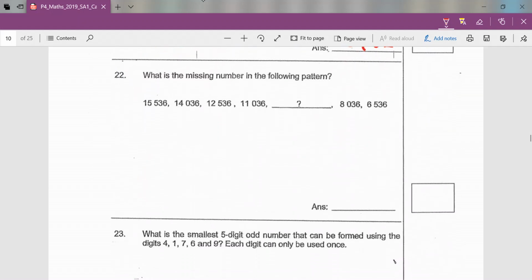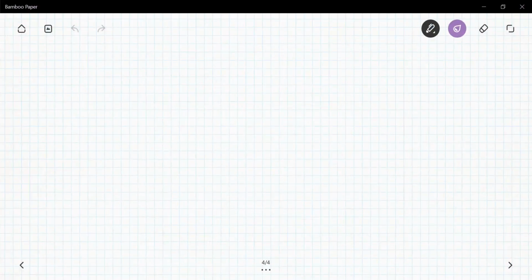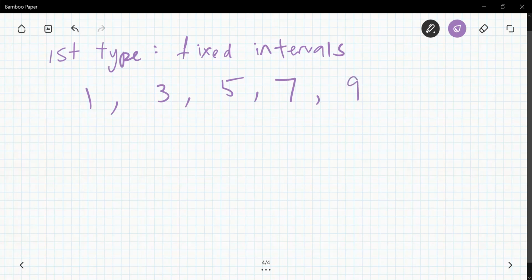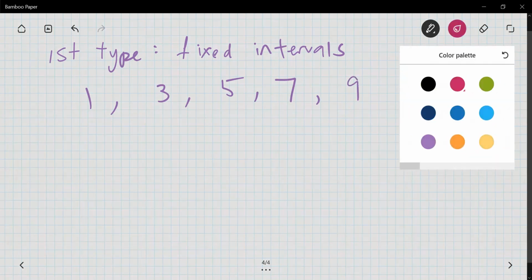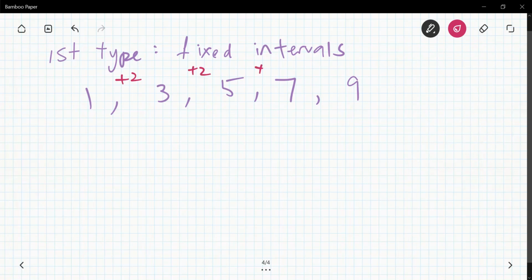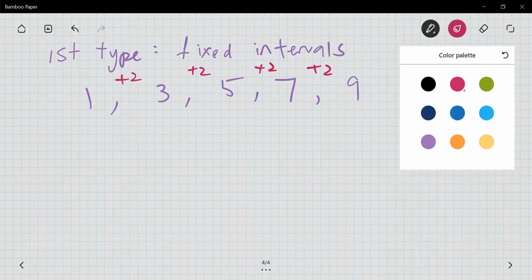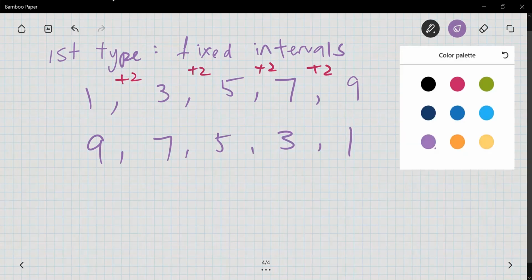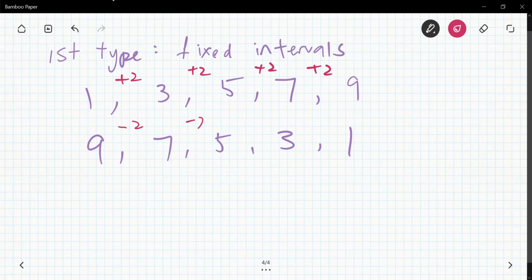Next question. This is a patterns question. As you know, for patterns, there are two types of questions. The first type is what you call the fixed intervals. For example, 1, 3, 5, 7, 9. What happens is you plus 2, plus 2, plus 2, plus 2, all the way. Or it can be minus, the other way around. It can be 9, 7, 5, 3, and then 1. So it's in the decreasing trend.